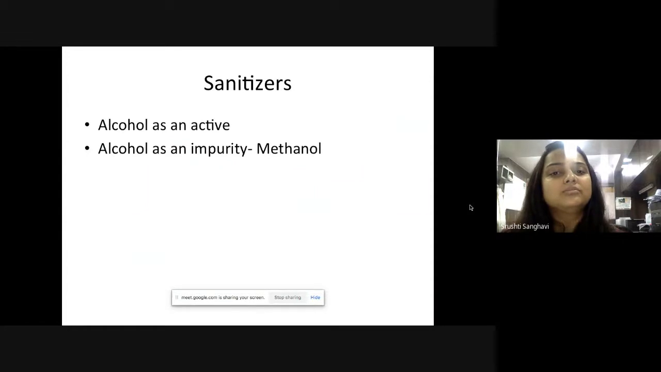So let me talk about alcohol, sanitizer, some applications. As we spoke earlier, if you want to check the quality of your sanitizer, whether it is 70% or not, then you can use GC. That is quantitative analysis. Sometimes you want to check the impurity. If you want to check methanol content present in your hand sanitizer, which in this case is an impurity, methanol is the impurity, that also you can do using gas chromatography.